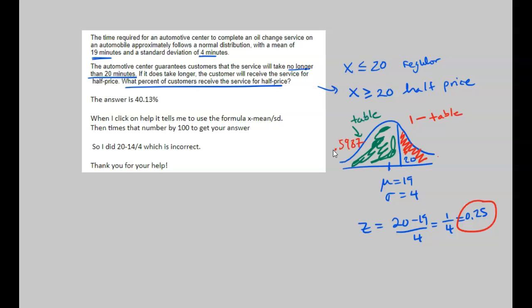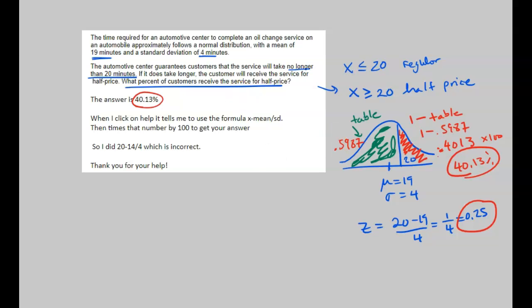0.5987. The table gives you the area to the left of the z-score. So the answer that we want is the area to the right, so we need 1 minus 0.5987. So this is going to be 0.4013, which if you multiply by 100 to change it to a percentage, is 40.13%. So that's how they got that answer.